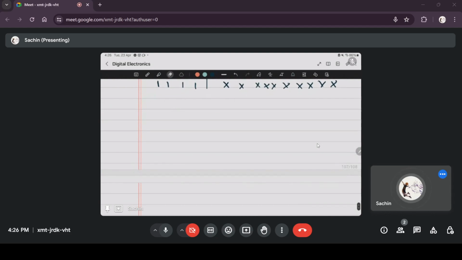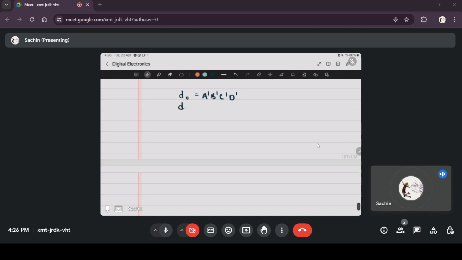I won't do the K map simplification because we already studied that in previous sessions. I'll directly give you the results and you can verify whether you get the same results.